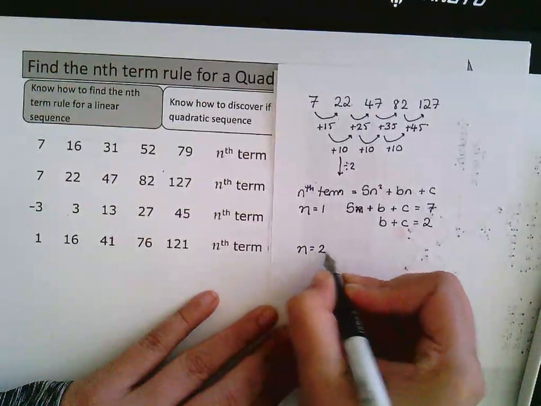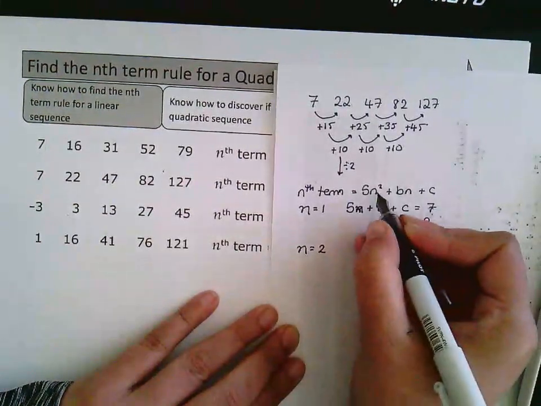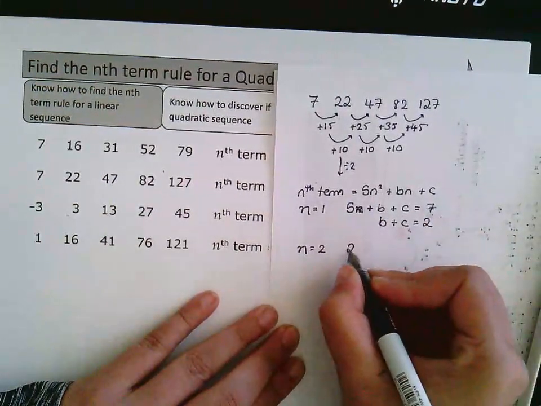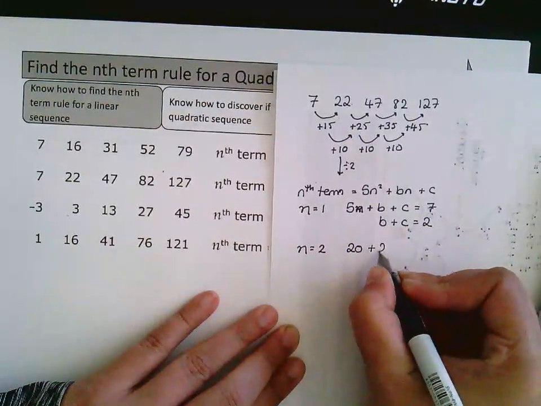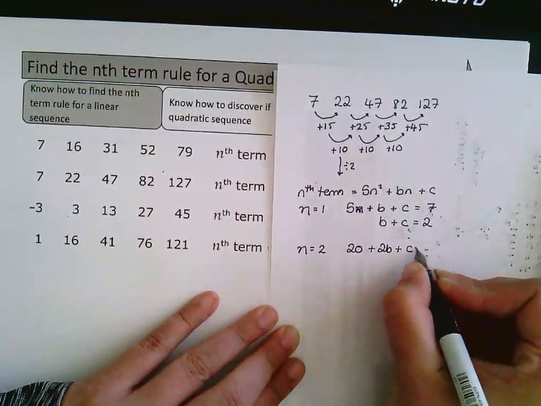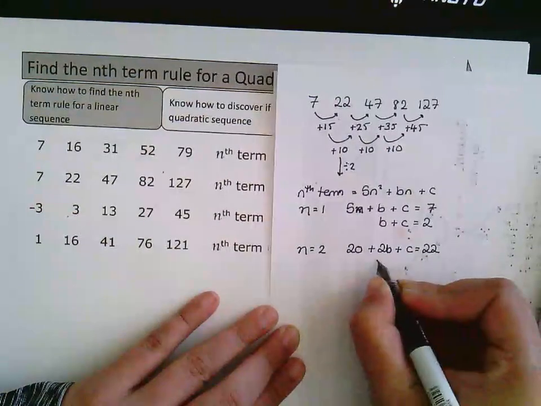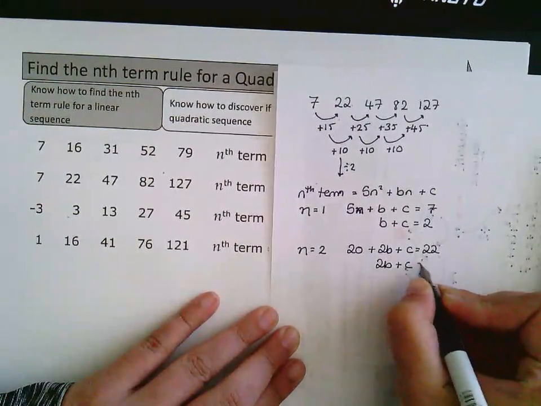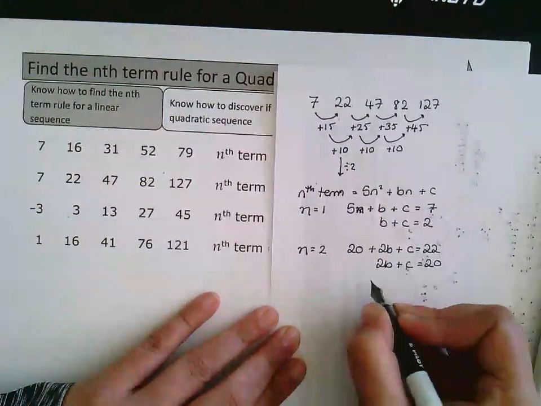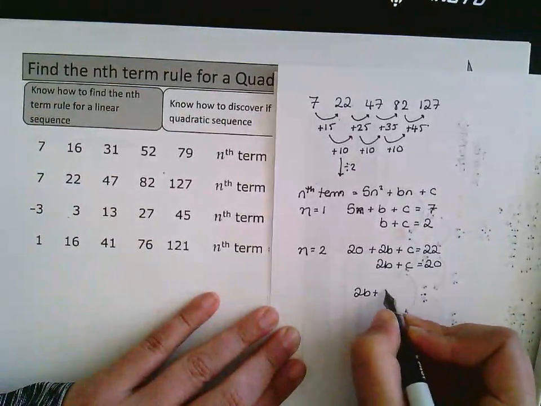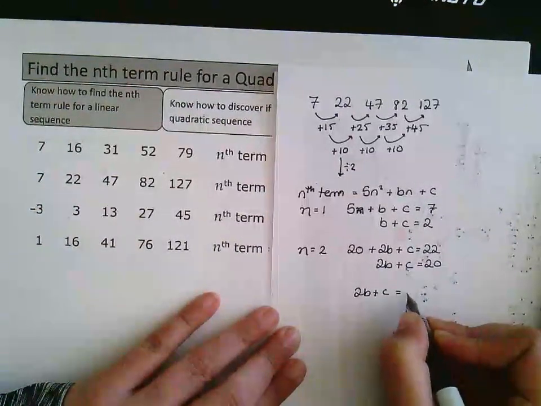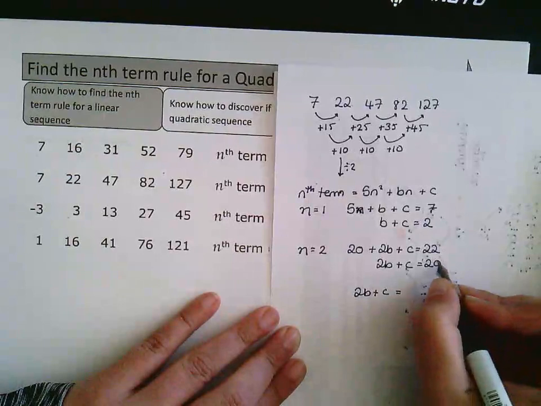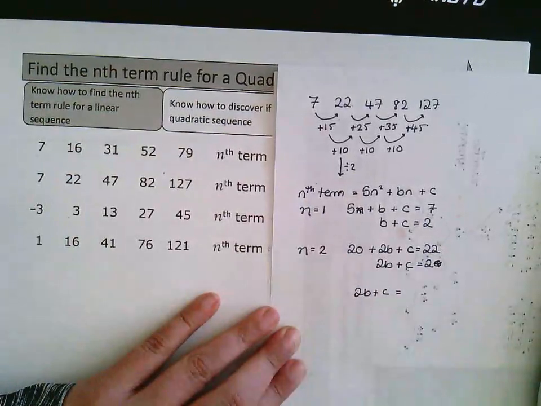Let n equal 2. 2 squared is 4 times 5 is 20, plus 2b plus c equals 22. So 2b plus c equals 20. I will now solve my simultaneous equation. Oops, I wrote an extra 0 there. 22 take away 20 is 2.